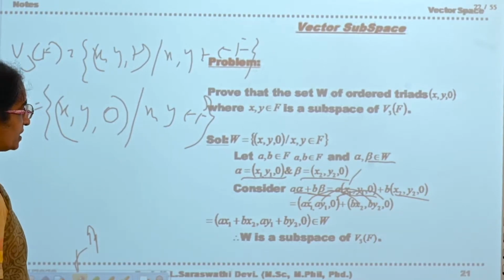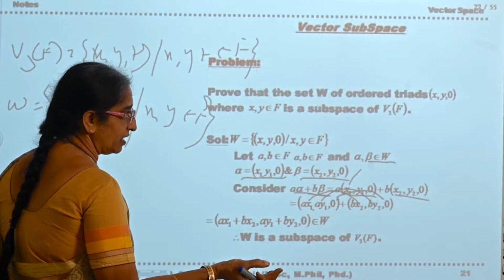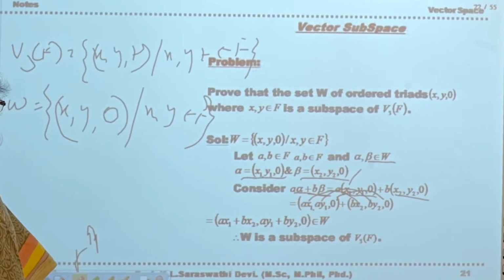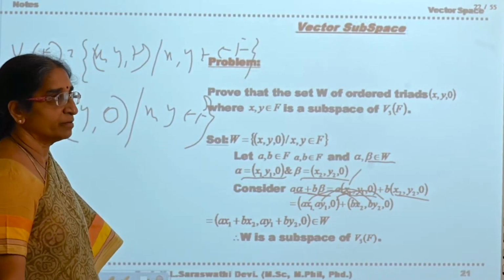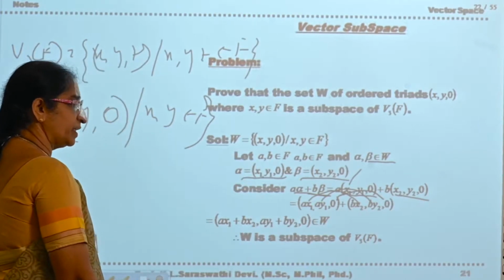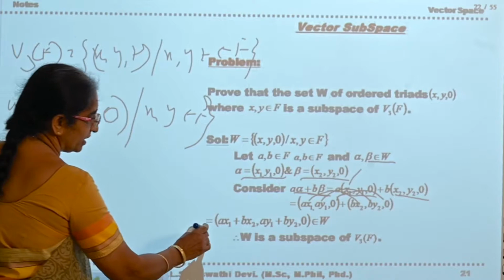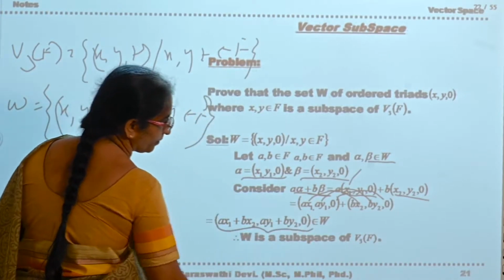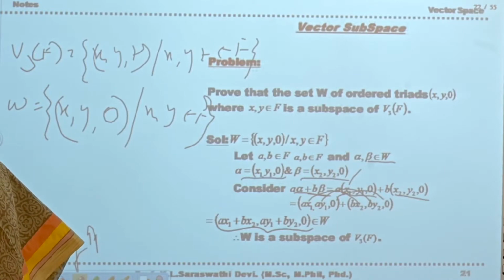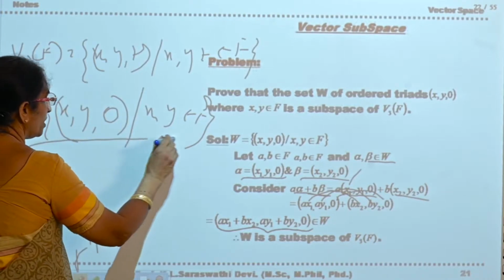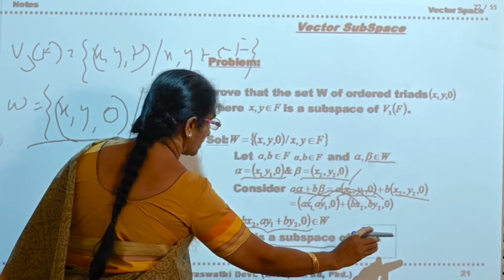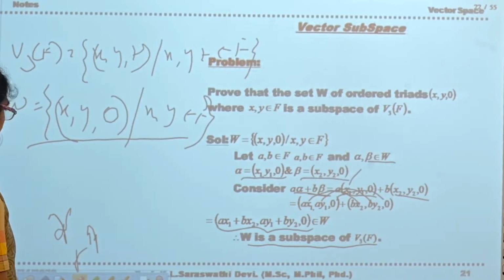Now, if you see this, a is in F, x1 is in F, so ax1 will be in F. Similarly, bx2 will be in F. F is a field, so F under addition is abelian, so closure is satisfied. So ax1 plus bx2 will be in F. Similarly, ay1 plus by2 will be in F. Therefore, this element is of the form that has to be in W. This element belongs to W by the definition of W. Therefore, W is a subspace of V3 of F.